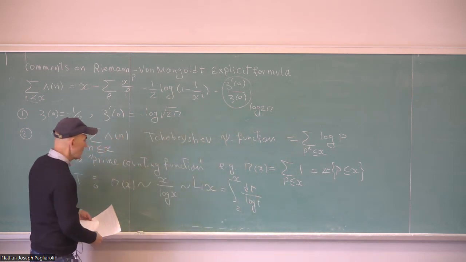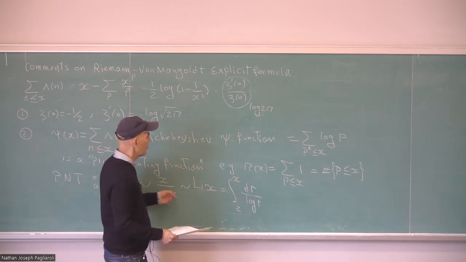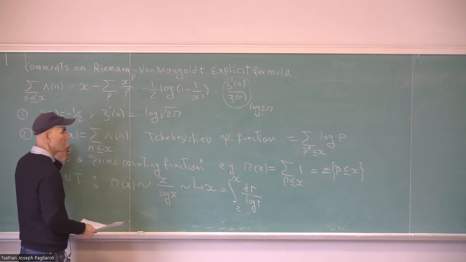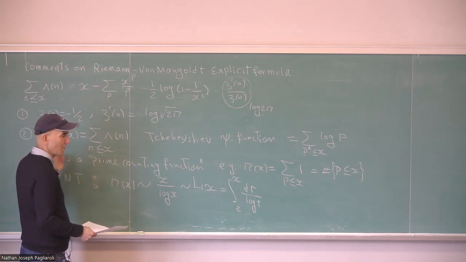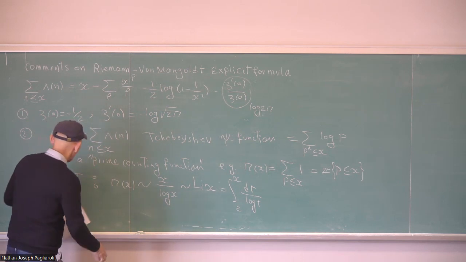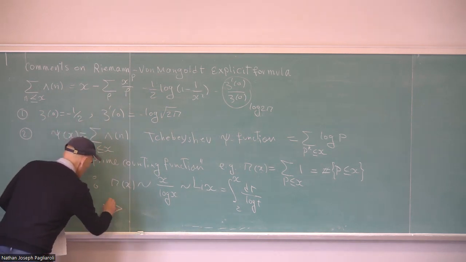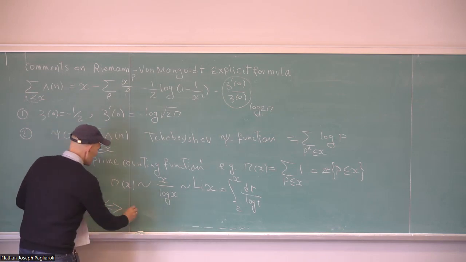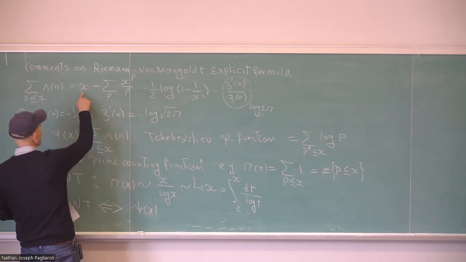Now it can be shown that the prime number theorem is equivalent to a statement about psi. And that's the relation between psi and pi. So PNT is equivalent to psi of x being asymptotic to x.